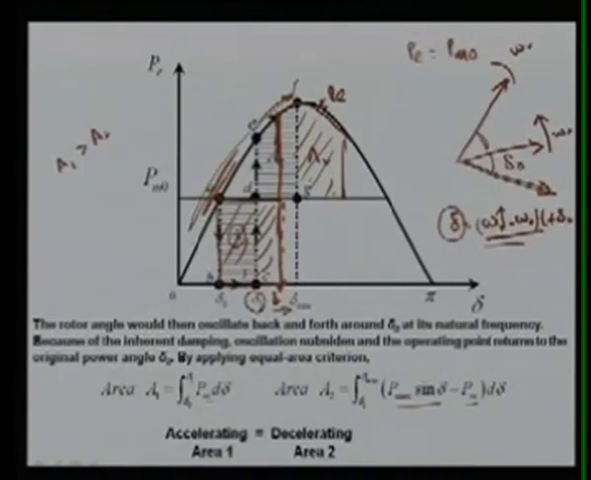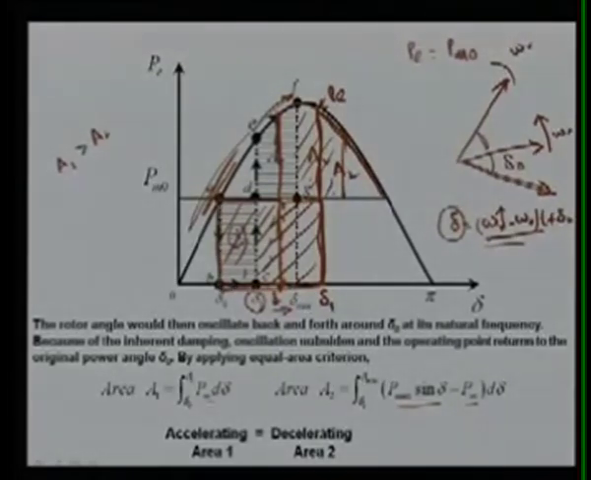Let's suppose you have increased delta 1 further, so the fault is cleared after a longer time. The area A1 now reaches here, and again you can see that the bounded area A2 is now less than your area A1. This area is larger than this one. So in this case A1 is more than A2 and the system will be unstable.